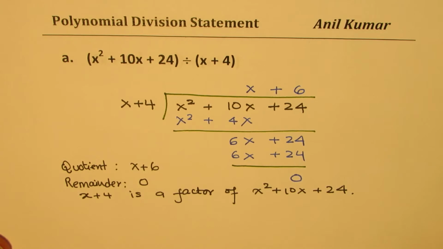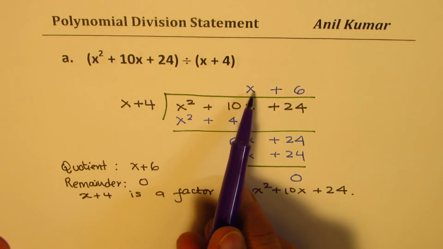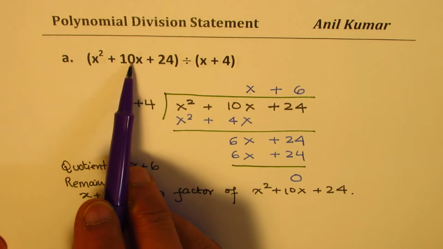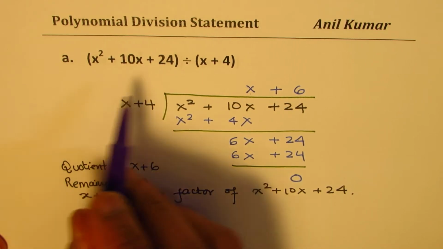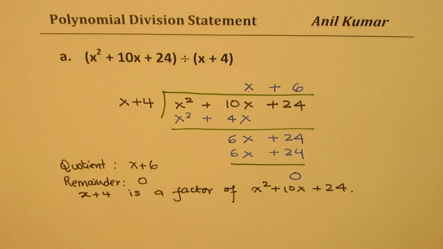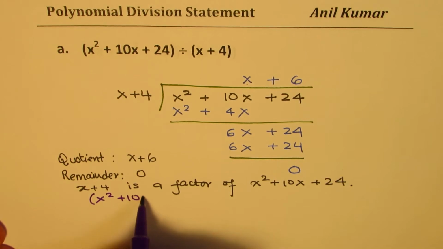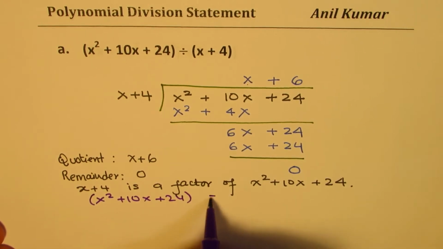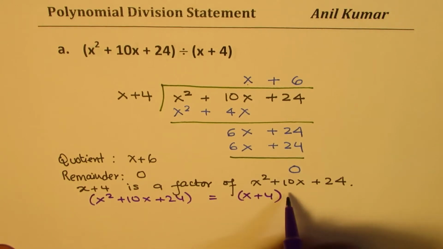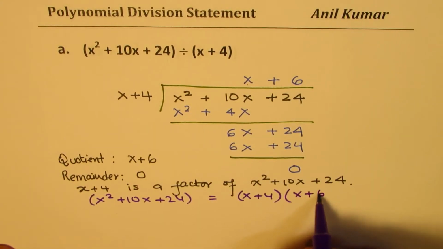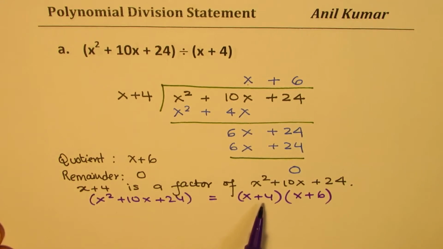So you will realize that if you multiply x plus 4 and x plus 6, we get x squared plus 10x plus 24, right? So we could also write this like this, which is also a division statement. That is to say that x squared plus 10x plus 24 is actually equal to x plus 4 times the quotient, which is x plus 6, right? Clearly, x plus 4 is a factor. It divides fully into x squared plus 10x plus 24, right? So whenever you get remainder 0, that means we have got a factor.